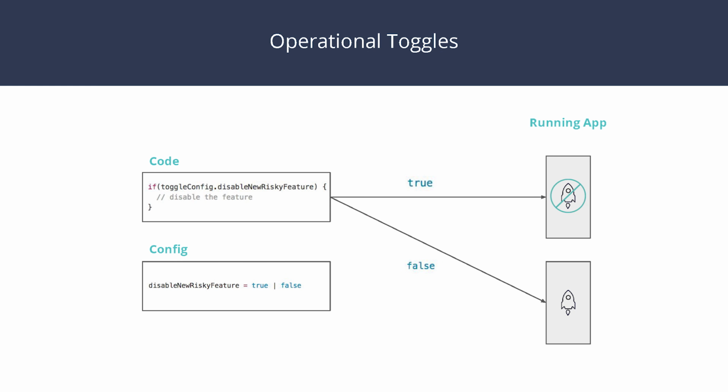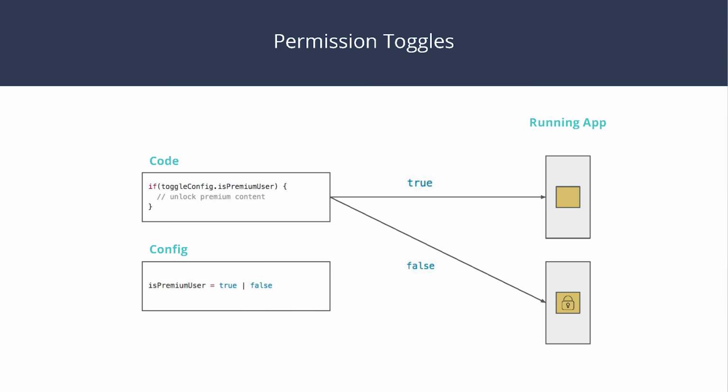Another category here is operational toggles, and these just control operational aspects of the system. An example of this is if you have a new feature and you're not really sure about the performance implications of that feature. For example, you're not sure if your servers can handle the load of this particular feature. What you can do is give yourself control over whether or not that feature is actually displayed in the application during runtime.